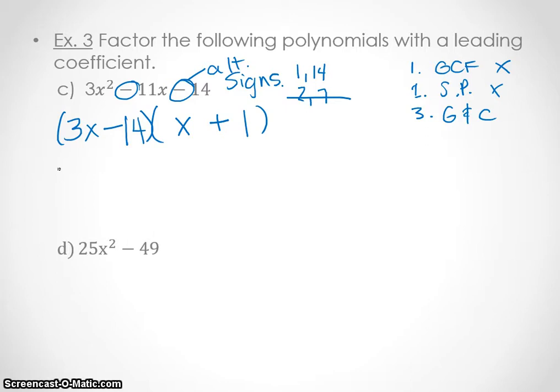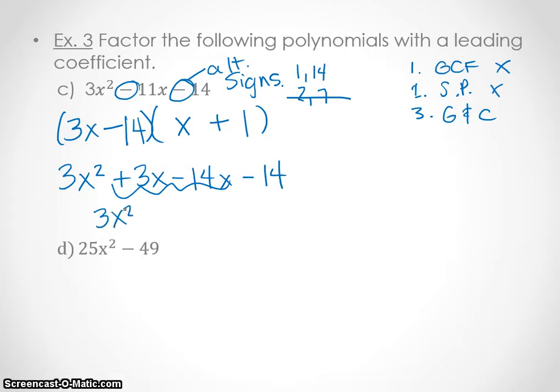3x times x, 3x squared. 3x times 1, positive 3x. Negative 14 times x, negative 14x. Negative 14 times 1, negative 14. Then we combine these two guys, and we get 3x squared plus 3x minus 14x is a negative 11x minus 14. Bingo. And these are done.